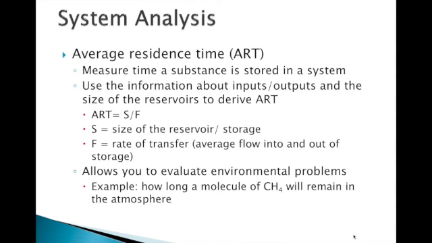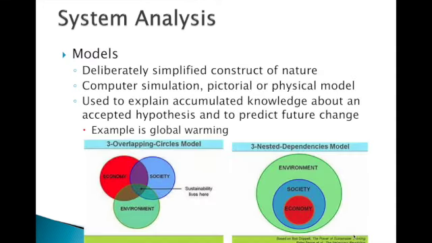You could look at models when we do analysis. So if you do your system diagram, now we need to look at these models, and the models are going to help us predict what's going to happen in the future. We're going to use computer simulations, pictures, or physical models. They're used to explain accumulated knowledge about an accepted hypothesis and to predict future change.